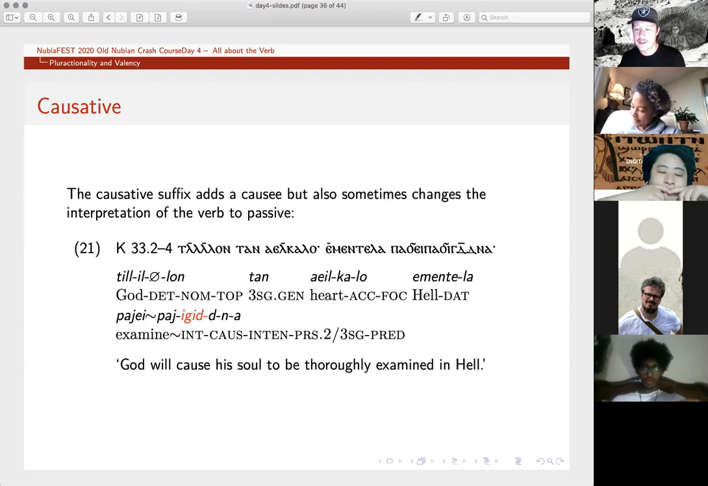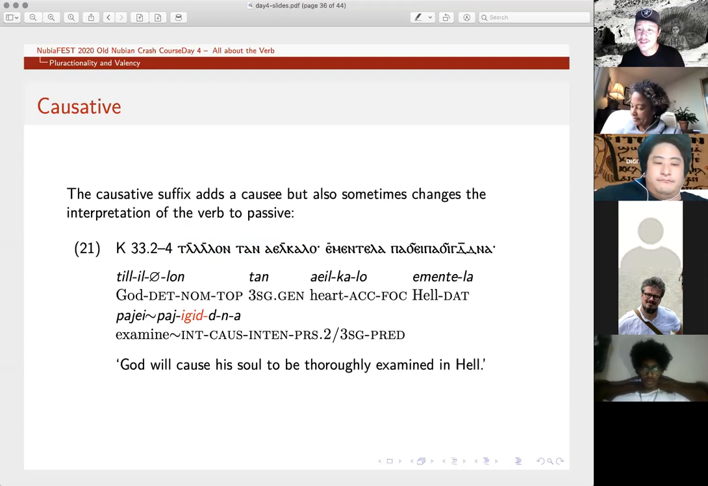Lamine, sometimes change the interpretation of the verb to passive. What happens the rest of the time? So it's again about this causative. The rest of the time, it's just a simple causative, actually. It doesn't do anything else really weird, except that phonologically in one text it's very weird, but that's supposedly an old text.